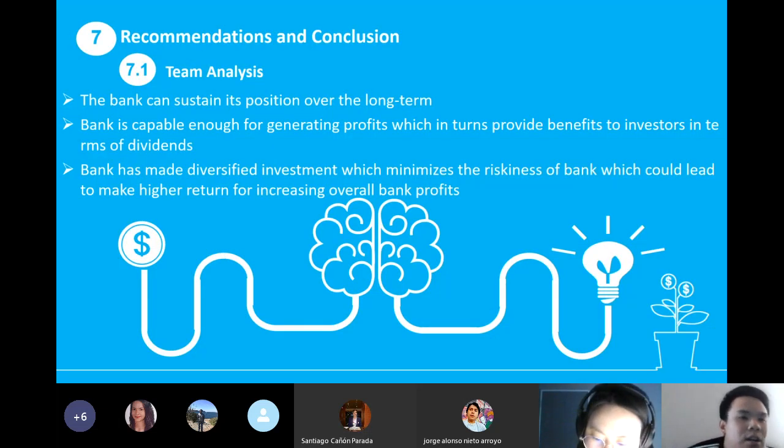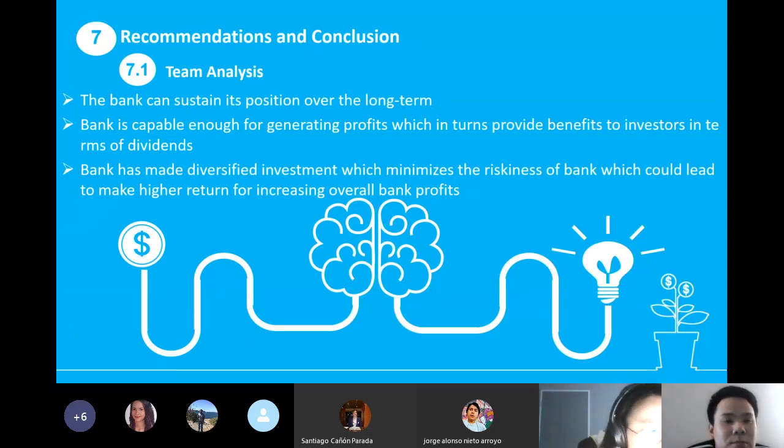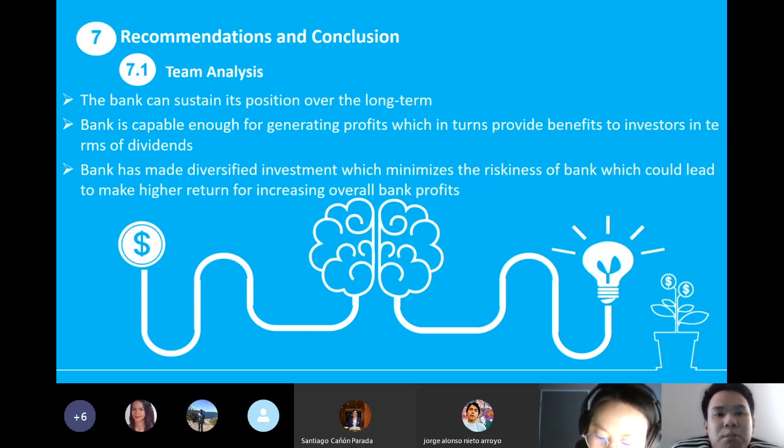And based on our recommendations as a group and our analysis, it is good to invest in ANZ because the bank can sustain its position over the long term, which means it's good for investors to invest in their company. Also, the bank is capable enough of generating profit, which in turn provides benefits to investors in terms of dividends.